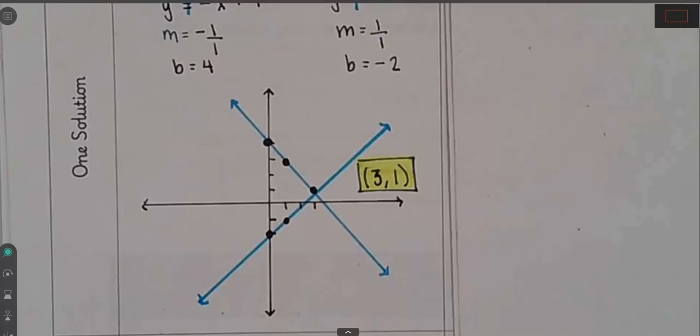Yes. Okay. I really, really want to not graph this one for you guys.